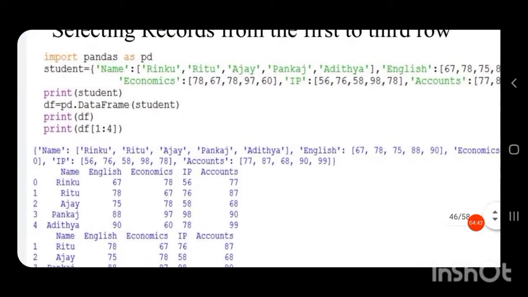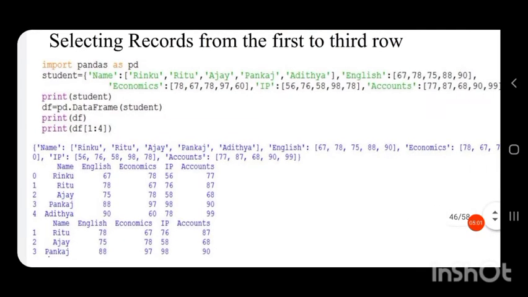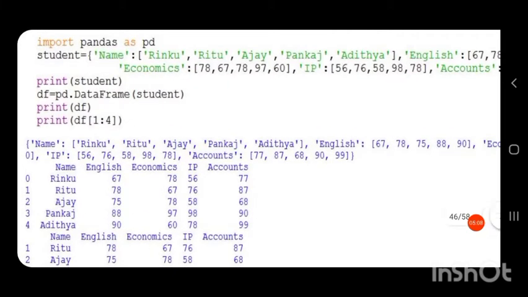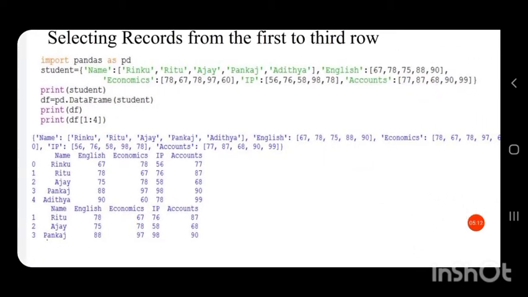So we will write the statement as print df, where df is our data frame. Then in square brackets, we usually provide slicing. Inside the square brackets, the starting index, start, colon, stop. We need values from first to third. So we write the start as 1, then the stop as 3 plus 1, that is 4. If we give 4 as the stop, then only it will include the third row.